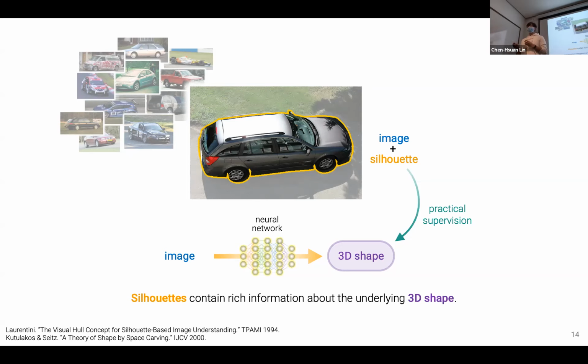And silhouettes can be very cheap to annotate. There are also semi-automatic labeling tools out there that allow us to automatically find roughly what the annotation is, so that the annotation process of these silhouettes can be very scalable. This makes it a very practical source of supervision as well.